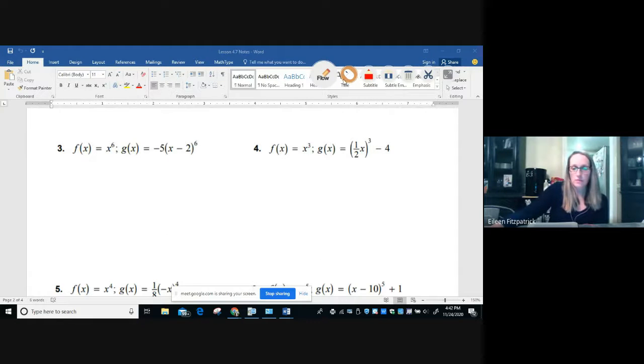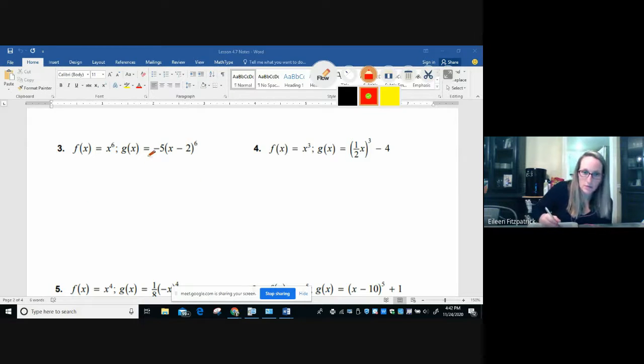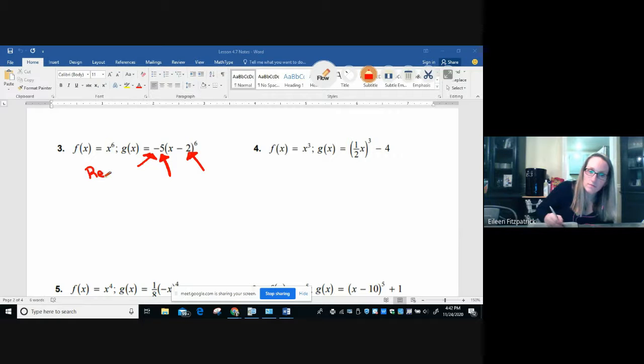So f of x equals x to the 6, g of x equals negative 5 times (x minus 2) raised to the 6. So we have 3 things to talk about: that negative, this 5, and this minus 2. Okay, so that negative is a reflection. Is it a reflection over the x or the y? It's going to reflect over the x-axis.